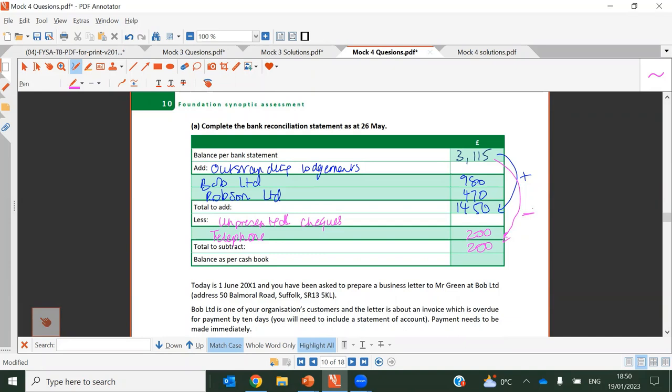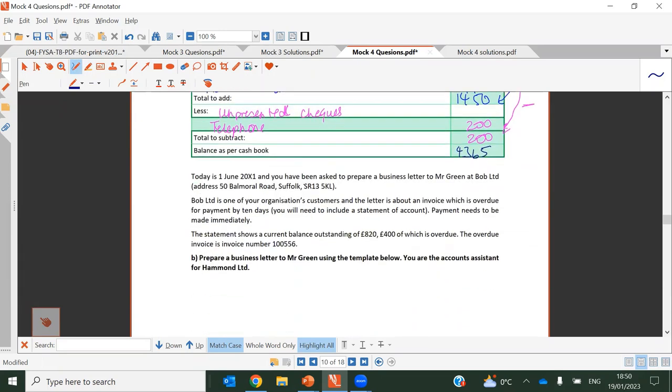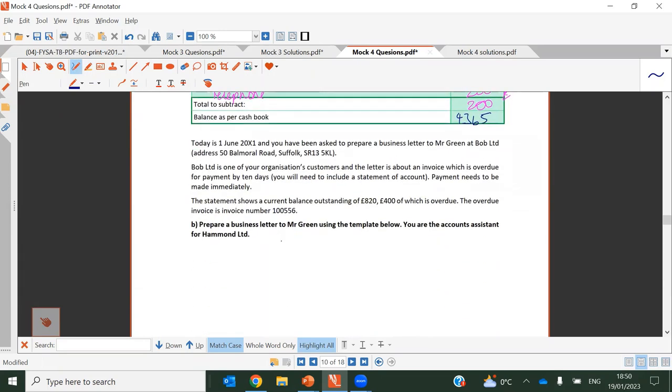So once we've added on that extra 1,450 and deducted the £200, we will have a balance per the cash book of 4,365 pounds. Hopefully we are happy with that. Any questions on that? Fabulous.